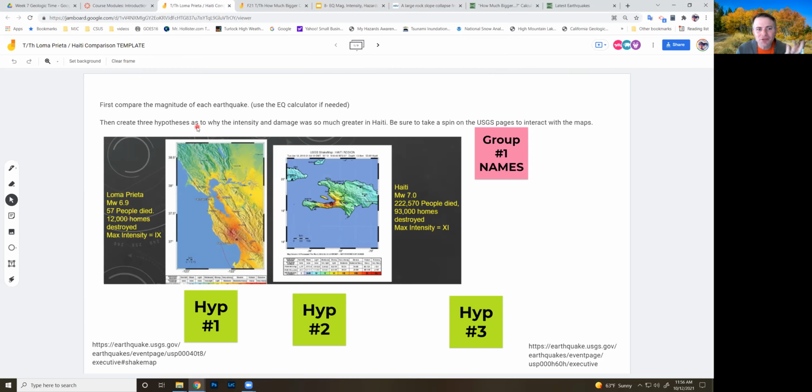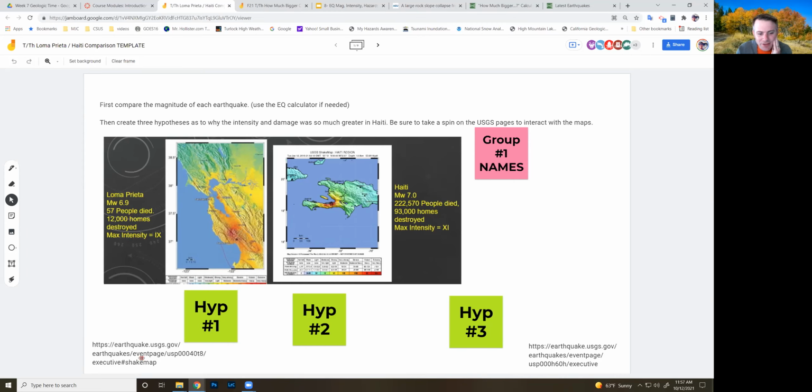And then I want you to create 3 hypotheses as to why you think the intensity and the damage was so much greater in Haiti compared to Loma Prieta here in California. The magnitudes were identical, so what do you think? What could be 3 reasons that you can come up with in your own ideas of why one was so much worse than the other?